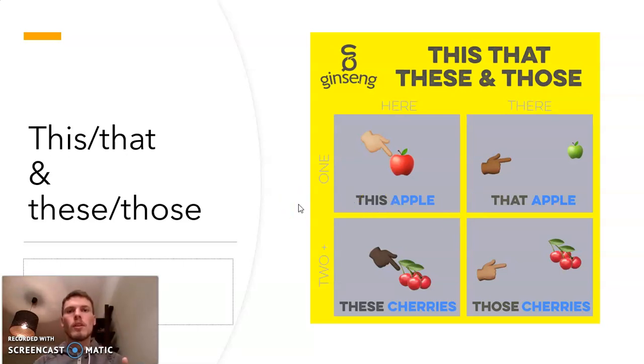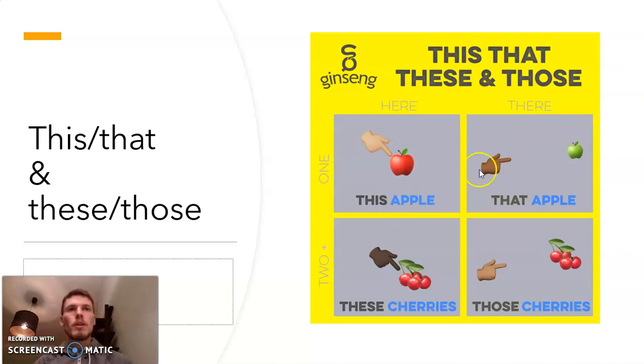Okay, and as you see here on the picture, you can see that this has something to do with distance. So if you hold something close to you, like you hold it or you have it just around you, you would use this word, this. But if you're pointing, for example, at something else, you're talking about something that's a bit away from you, you will say that. For example, that lamp.